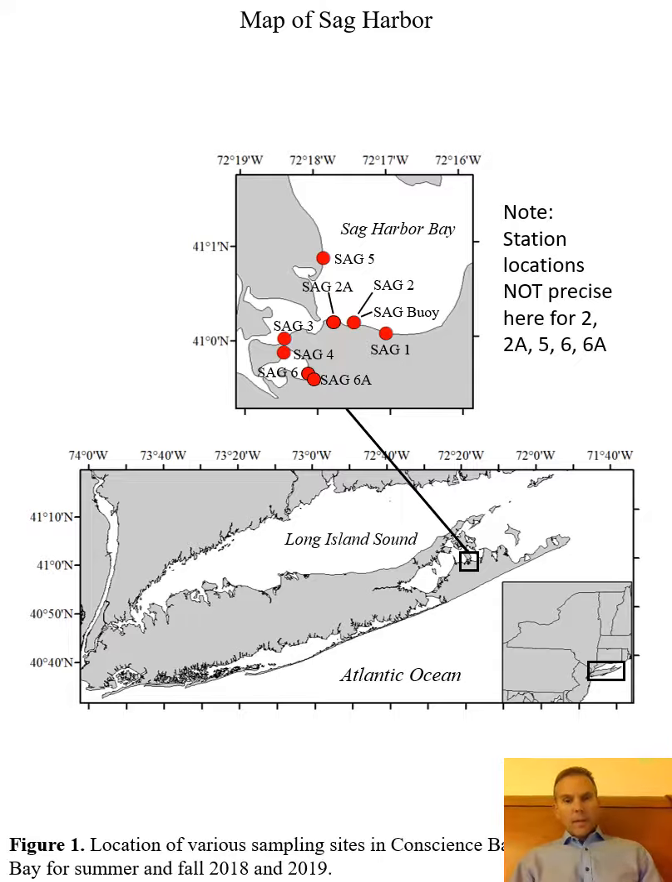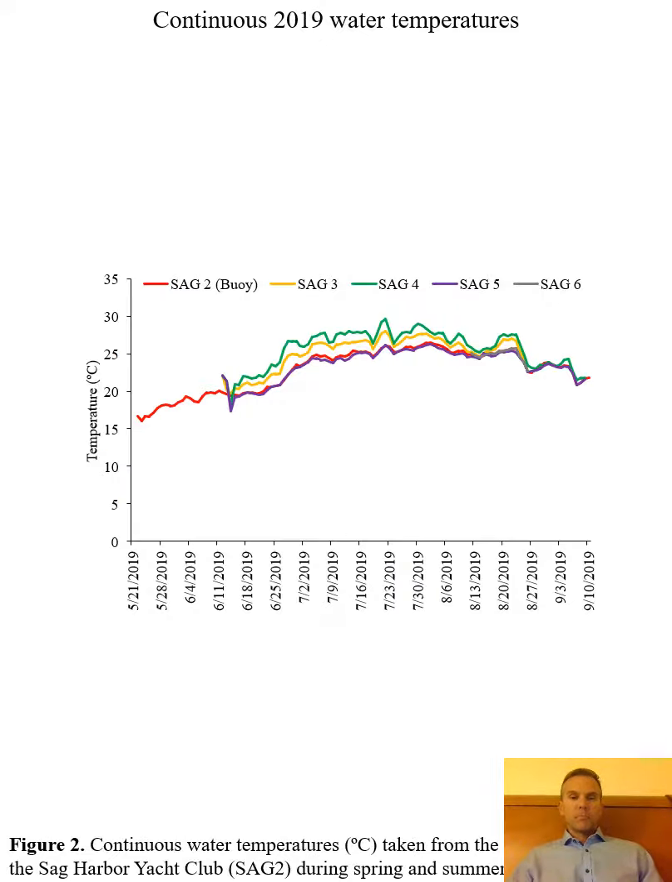And then Site 6 and 6A were within Otter Pond, with I believe 6 being at the eastern extreme of the pond and 6A being in the middle. Okay, so getting into some of the water quality data.